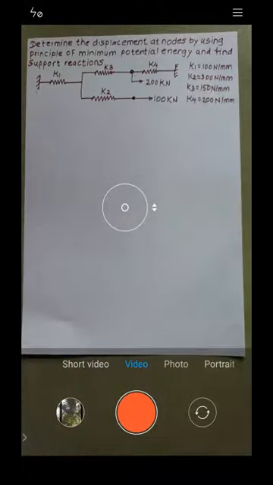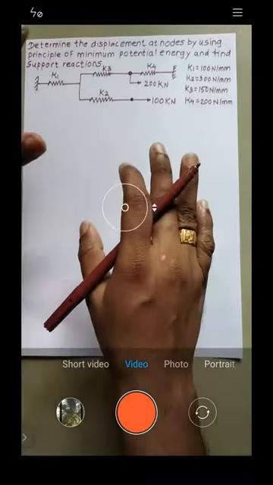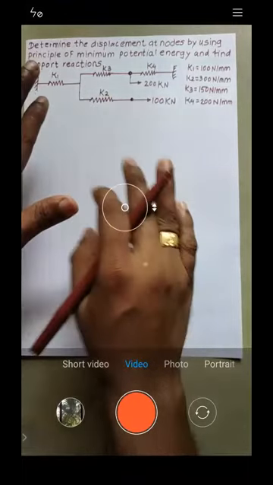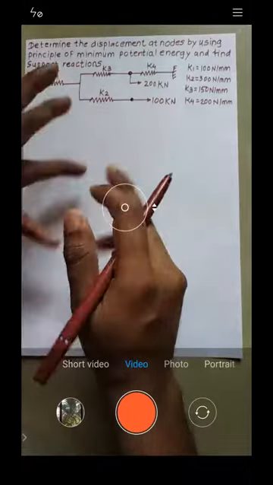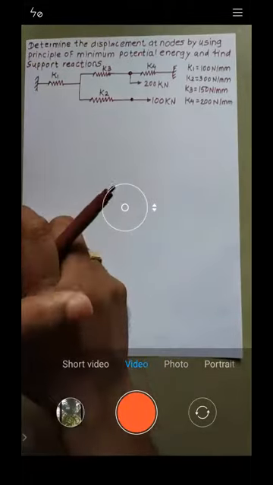This problem is to be solved by the principle of minimum potential energy. The same problem you can solve by using the concept of assembly problems, right? Can you solve it or not? Tell me. Can you solve the same problem by using the concept of assembly problems?